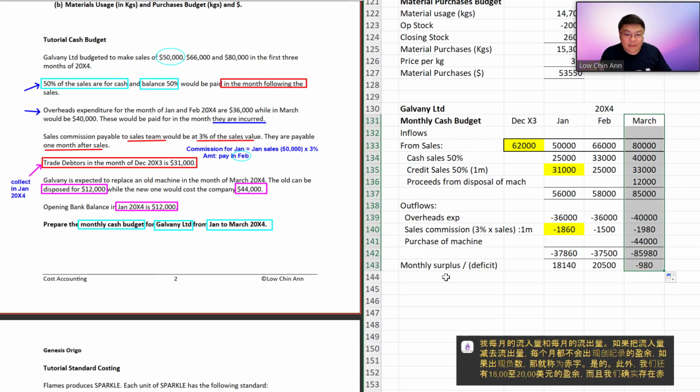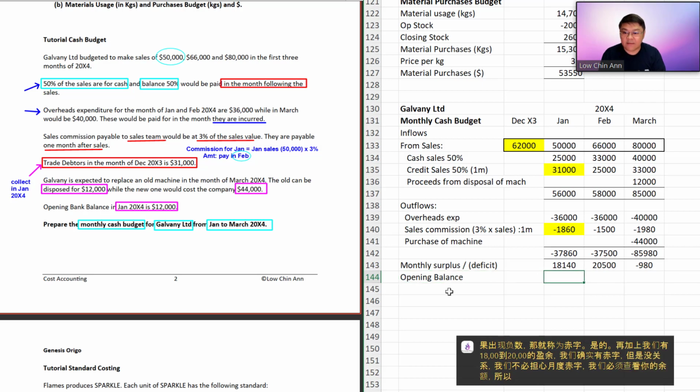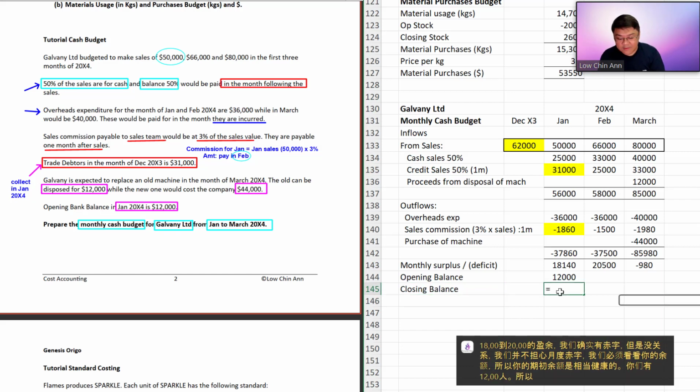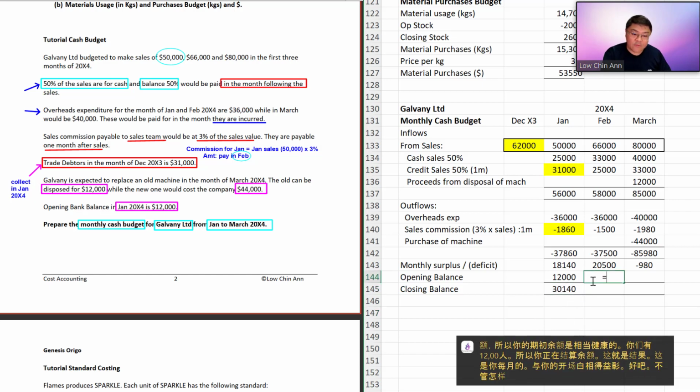We don't worry about the monthly deficit. We must look at your balance. So your opening balance is quite healthy. You've got 12,000. So your closing balance will be the results of your monthly combined with your opening. Okay, and whatever that you have as your closing, it's going to be the next month opening.